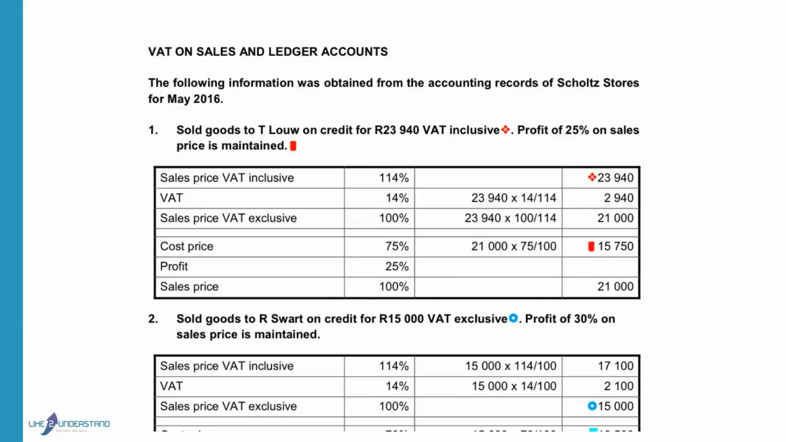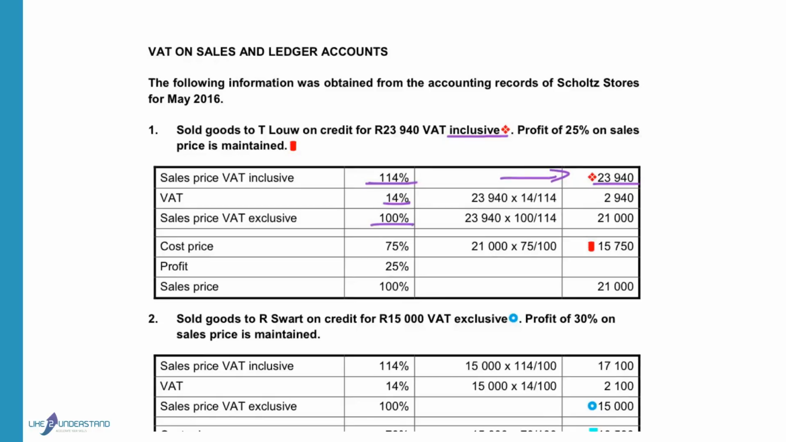Sold goods to T. Low on credit for $23,940, VAT inclusive. So that means the VAT is included in this figure. If VAT is included, then the figure is worth 114%. The 114% is given to us as 23,940. The VAT is 14% and the sales price exclusive of VAT is the actual income for the business that will increase the profits, and that is 100%.